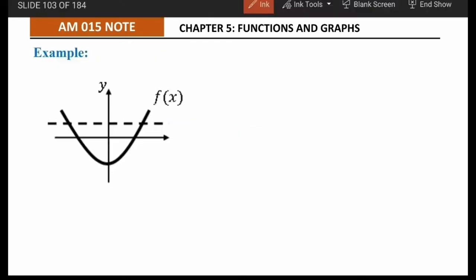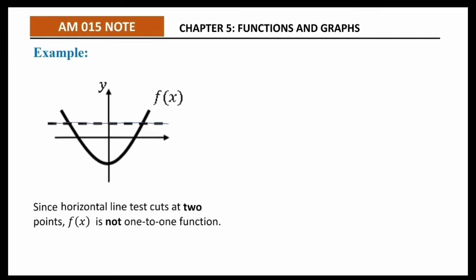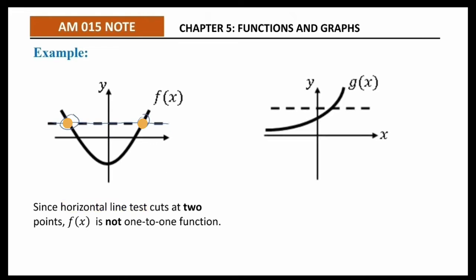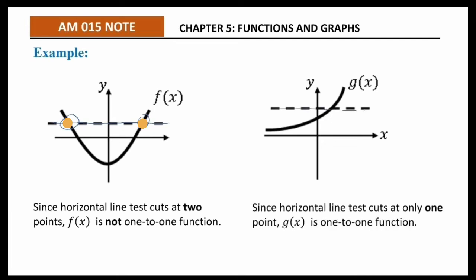Example, consider the graph of f(x). Since the horizontal line cuts at 2 points, f(x) is not a one-to-one function. And then consider the graph of g(x). Draw a horizontal line test across the graph. Since the horizontal line test cuts at only one point, g(x) is a one-to-one function. And make sure for every part of the graph, the horizontal line test cuts only at one point.